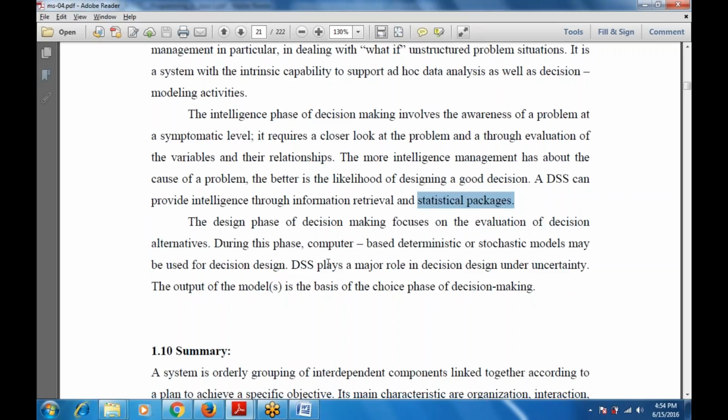During this phase, the computer may be used for decision design, and that plays a role in decision design under uncertainty. And the output of the models is also a basis of the choice phase of decision making.